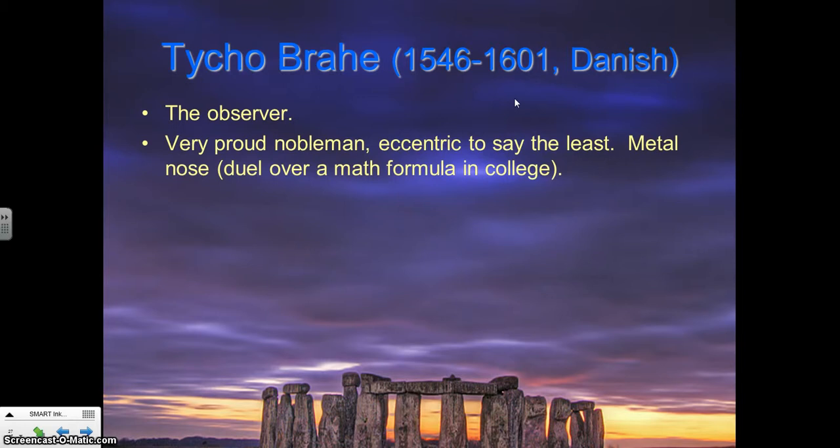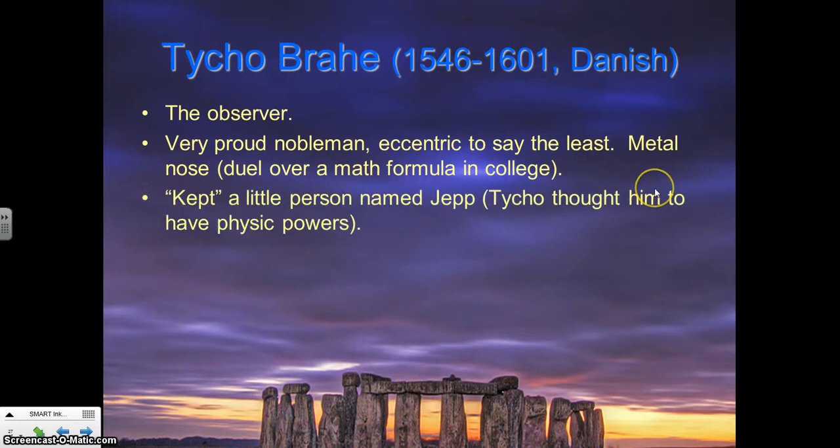He wore a metal nose because he got his nose cut off in a duel over a math formula in college. He kept a little person named Jep. That's a midget to the layman, though little person is the politically correct word. He kept him in a bird cage underneath the table. At dinner time, he would feed him fish heads, and Tycho thought this little person had psychic powers, which is why he kept him around.